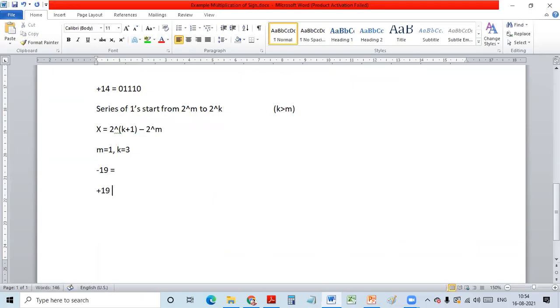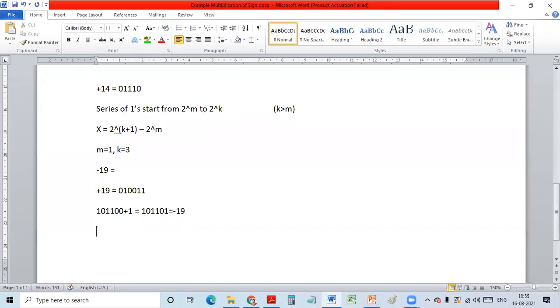Plus 19 is 0, 1, 0, 0, 1, 1. This is plus 19. So I want minus 19, so I have to take 2's complement of it. First, to take 1's complement, I will be having 1, 0, 1, 1, 0, 0. To this you have to add 1. So I'll be getting 1, 0, 1, 1, 0, 1. This is minus 19.